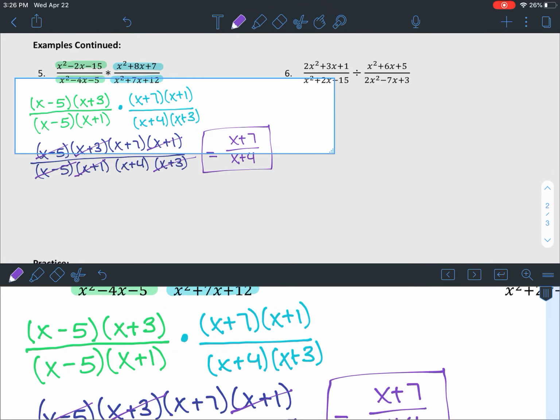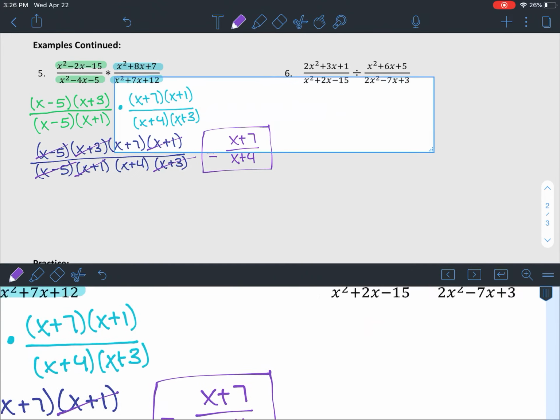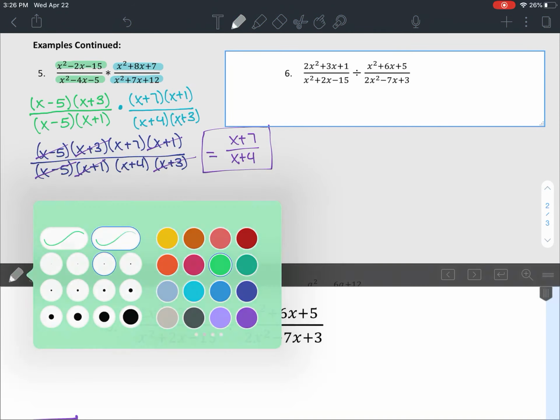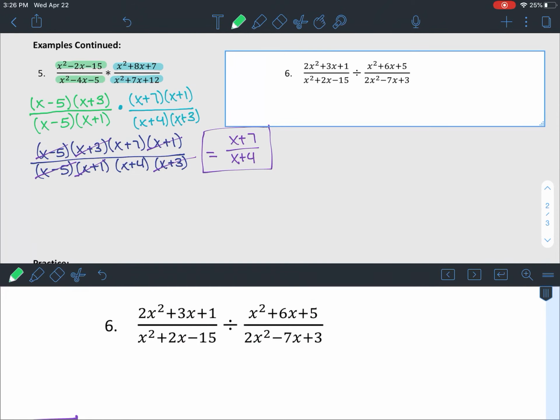So again, all I did was factor to simplify, combine, and then cancel out anything that was the same. So if we look at this next one, same procedures, except this time it's going to be division, but I'm still going to have to see what I can factor for the top and the bottom.